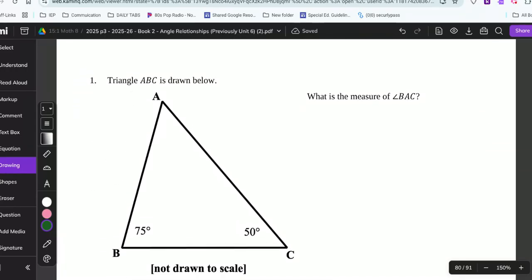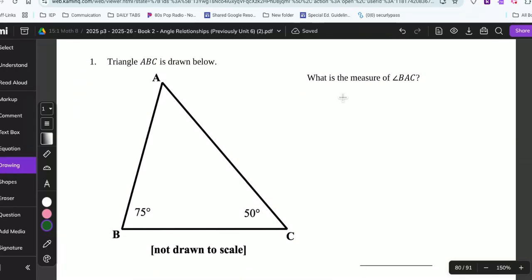So here is a great example. So we have triangle ABC. It says, what is the measure of BAC? So we're trying to find this measure. So when you're trying to find the missing measure, go ahead and put X there, that helps. So from here, if I were to set up an equation, because that's really the best option to help you, you can take X plus 75 plus 50 equals 180. Because we know that all of these angles equal 180.